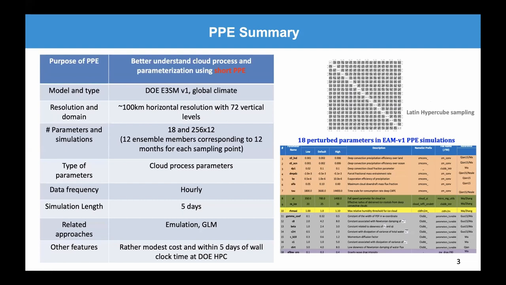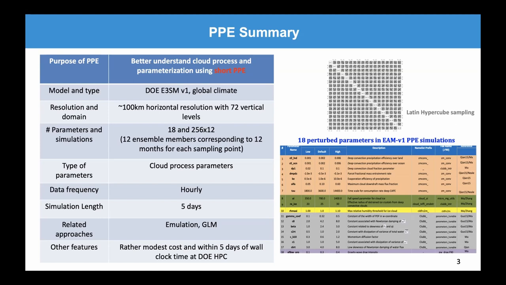So here is a quick summary of our PPE simulation. Just a few highlights. First, we selected 18 parameters in the deep convection scheme, shallow cloud scheme, and microphysics schemes. The second highlight is that this is a short simulation. We only ran 5 days because in this study our focus is cloud and convection, which are fast processes. We know cloud processes are a major source of bias in current climate models. Running short simulations is also in order to save computational time.